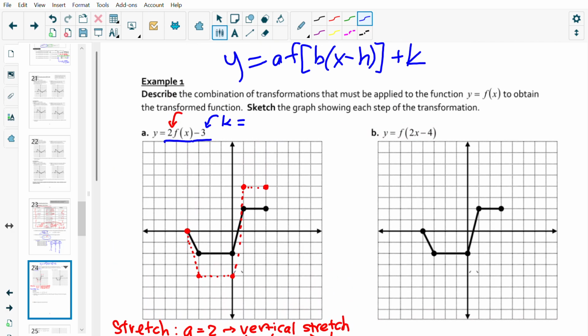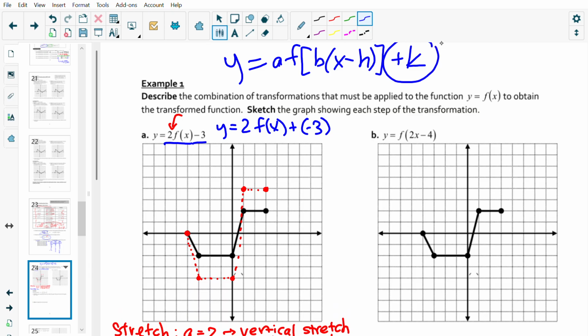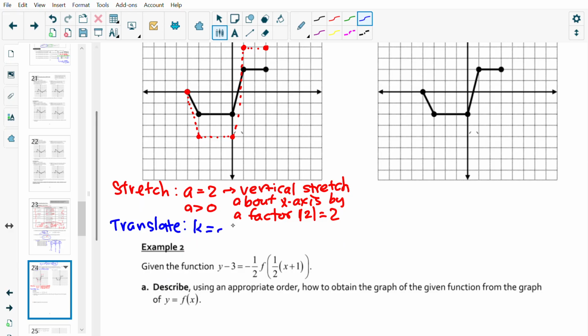Okay, so in this case, the k value is negative 3 because it's y equals 2f of x plus negative 3. And I'm putting it into this form so I can read the appropriate transform value. So k equals negative 3 in this case. K equals negative 3. How do we write this out?